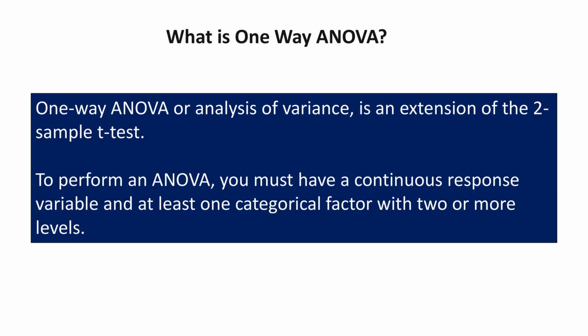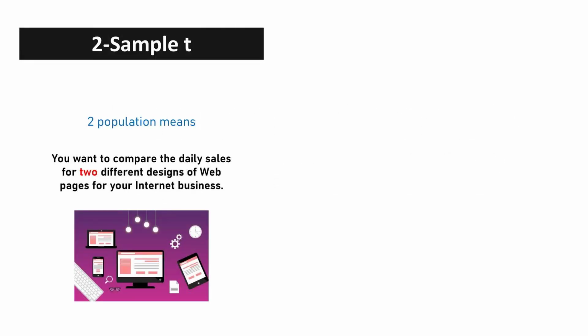To perform an ANOVA, you must have a continuous response variable and at least one categorical factor with 2 or more levels. Understanding the difference between 2-sample t-tests and ANOVA is crucial for appropriate statistical application. A 2-sample t-test is ideal for comparing 2 group means.